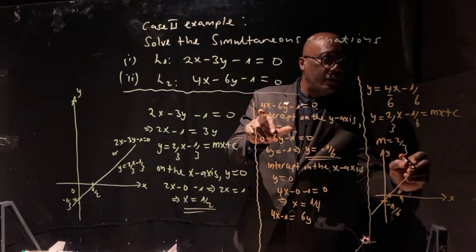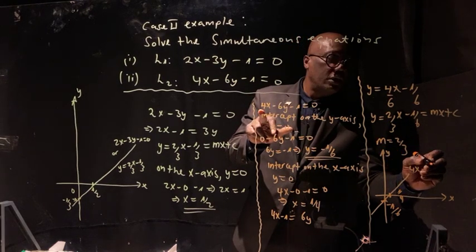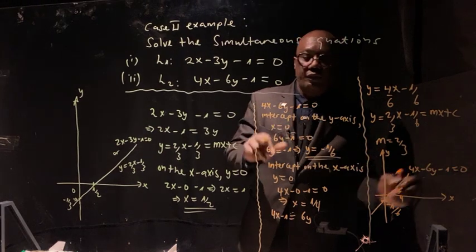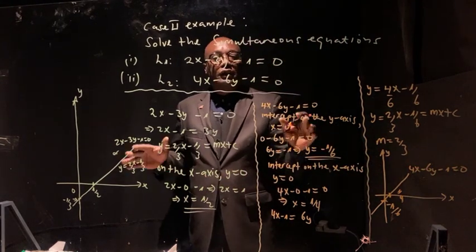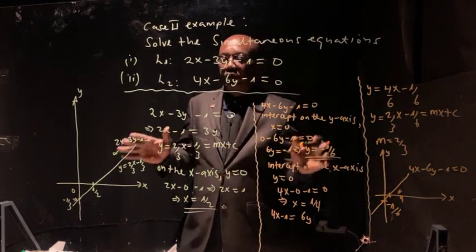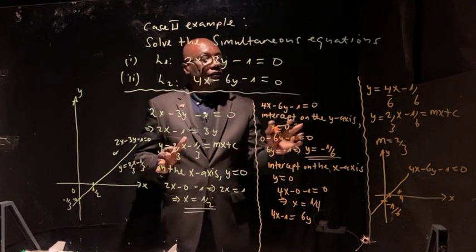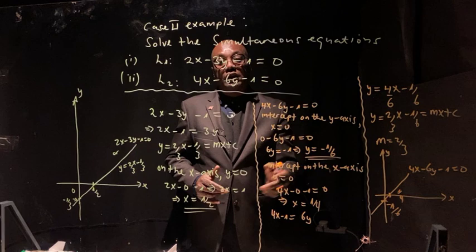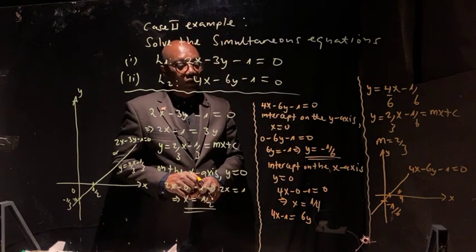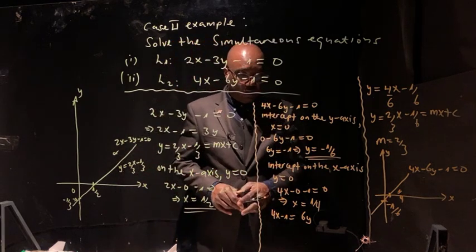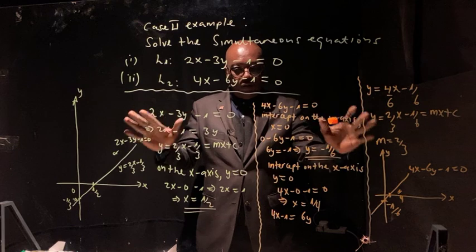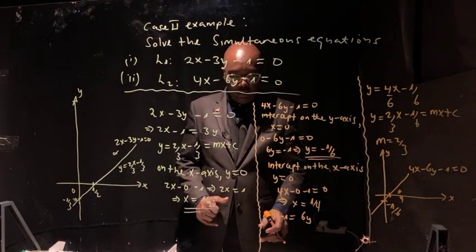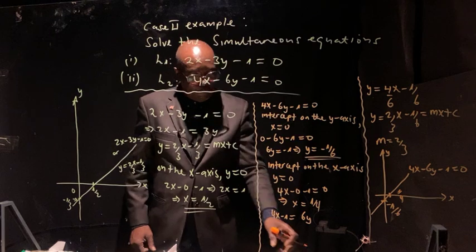it is 4x minus 6y minus 1 equals 0. Now, we are going to sketch both equations on the same graph or on the same axis. Take your time, copy everything, and then we'll pick it up again from there. Take your time.